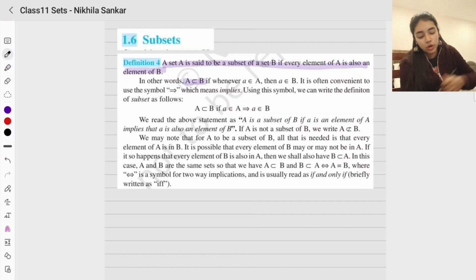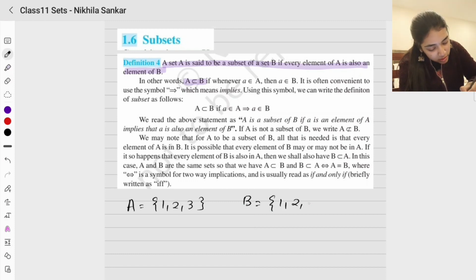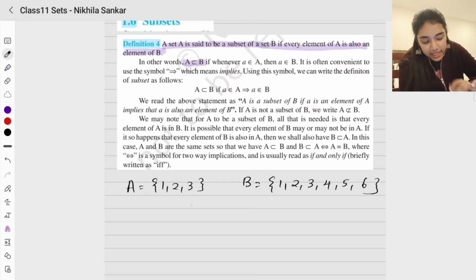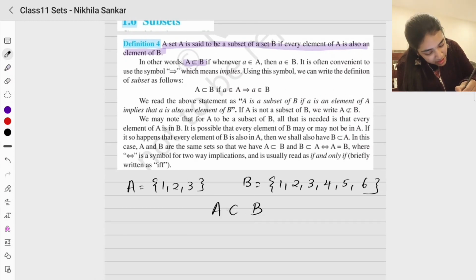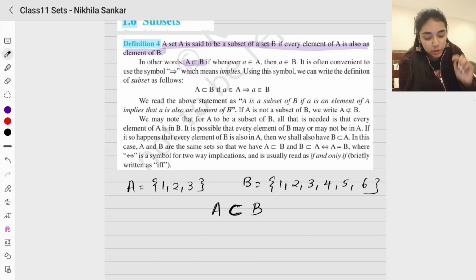Okay, so I'm going to tell you what it means. For example, I have A equals 1, 2, 3. இப்படி இருக்கு. Okay, and I also have B equals 1, 2, 3, 4, 5, 6. I see that A is a subset of B. Subset oda symbol வந்து நம்ம இப்படி தான் போடுவோம். It is going to be a long C, elongated C. Okay, so this is going to be a subset.